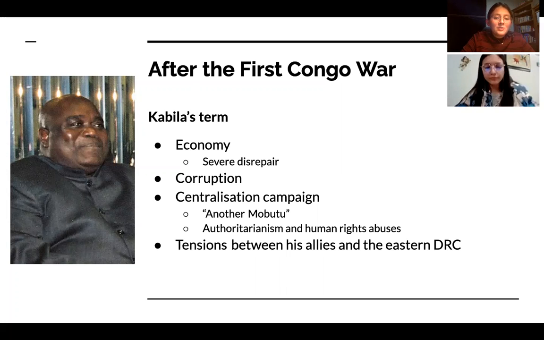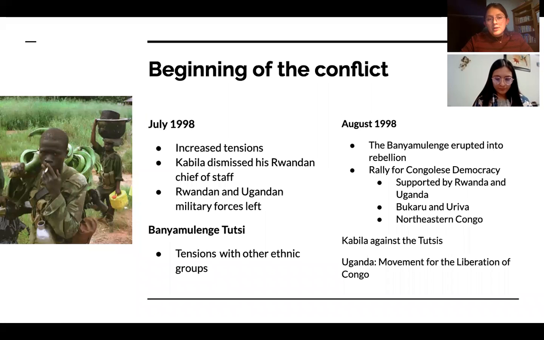Also, the tensions between his allies and the eastern part of the Democratic Republic of Congo were increasing. They were bad, especially the ethnic tensions between the Tutsis and the Hutus, which Diana already mentioned, that had been happening since the First Congo War. So we'll proceed with the beginning of the conflict.